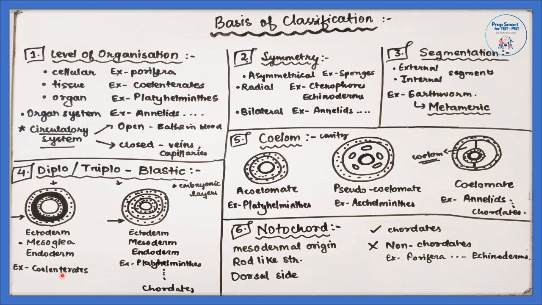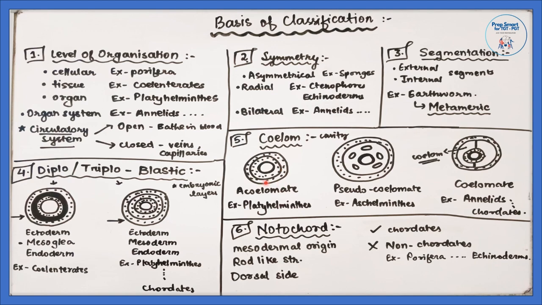Examples: coelenterates, hydra, jellyfish. The second one is triploblastic. The embryo is three-layered, consisting of an outer ectoderm, in the middle a mesodermal layer, and an inner endoderm. Examples: Platyhelminthes to chordates. The fifth basis of classification is coelom, that means cavity. It is a large fluid-filled space or cavity lying between the outer body wall and the inner digestive tube. There are three types basically: acoelomate, pseudocoelomate, and coelomate. In acoelomate, there is no body cavity present.